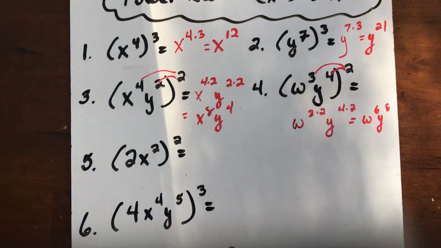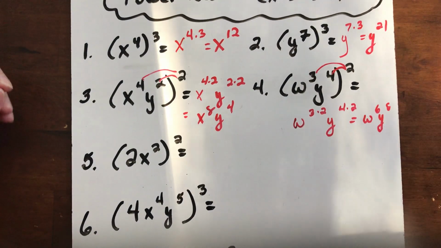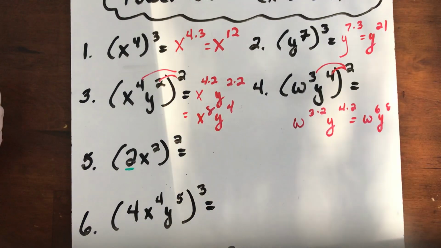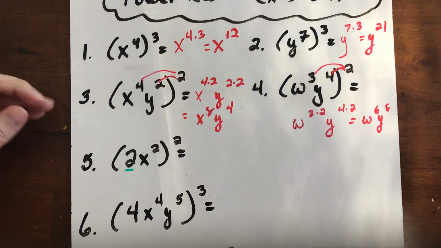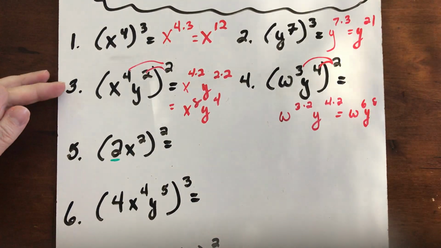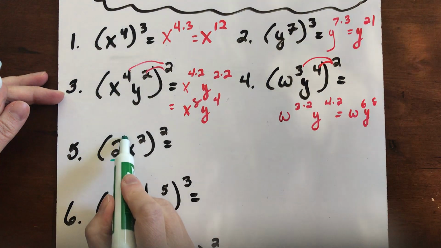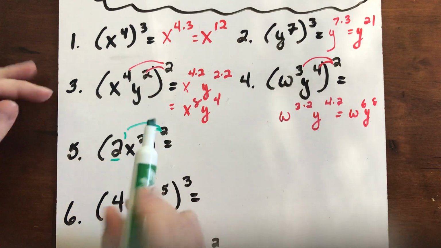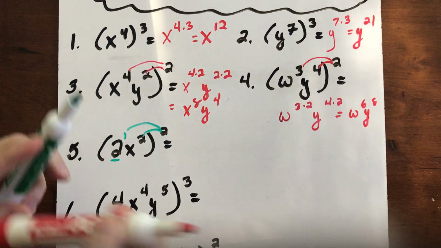All right, look at number 5. Now, different because none of these up here had coefficients, but this has a coefficient. Now remember, when you have a coefficient inside a power raised to another power, that coefficient actually becomes a base. And that base has to have an exponent, and that has an exponent of 1. So then what you do is you multiply the outside exponent by the inside exponents.